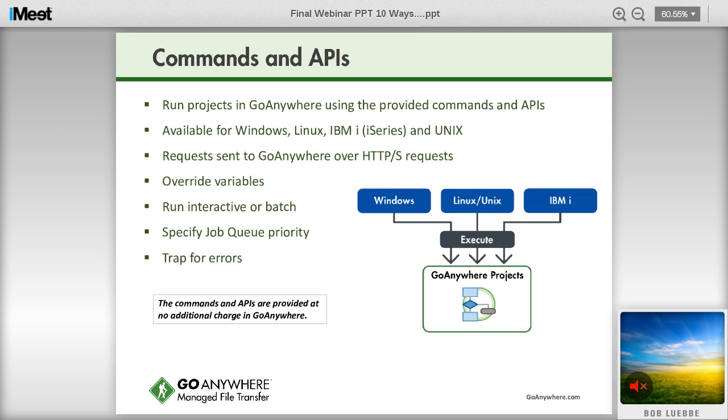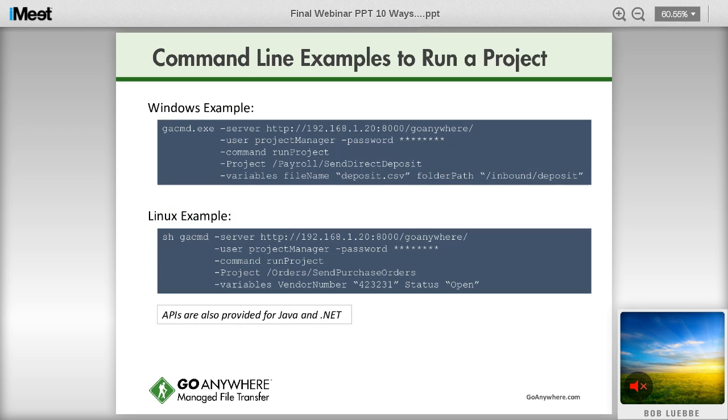We talked about the commands a little bit already. When you are running projects from your own commands, you can pass in variables like file names, folder paths, maybe a key. So you don't have to create a lot of different projects in GoAnywhere for every single type of transfer that you do. Instead, you could create more generic projects and then just pass in variables as you need to override those at runtime.